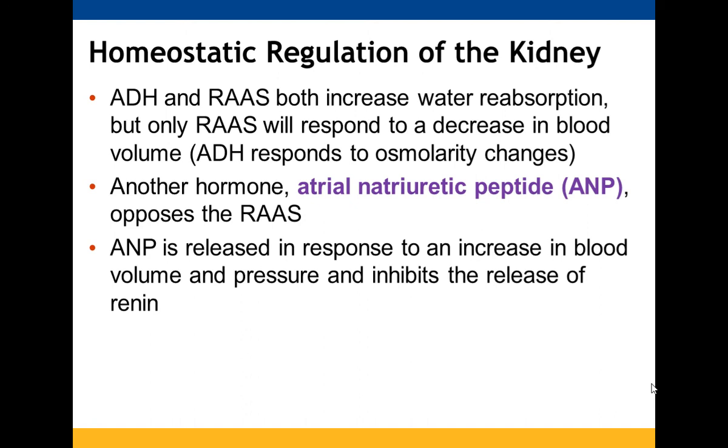ANP is able, because we've got to have the counterbalance, the negative feedback, to oppose RAS, so that we don't continue to take in water more than we need to. ANP is going to be released in response to blood volume increasing and as a result of blood pressure increasing, and will stop renin from being released further.